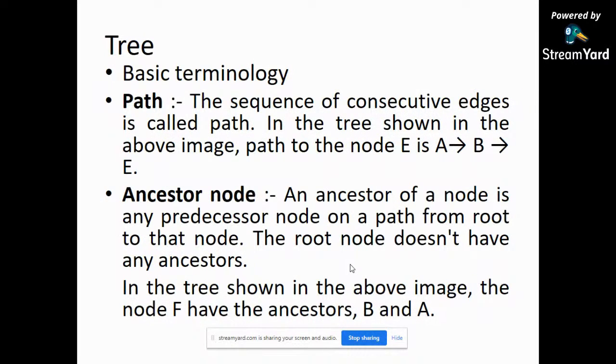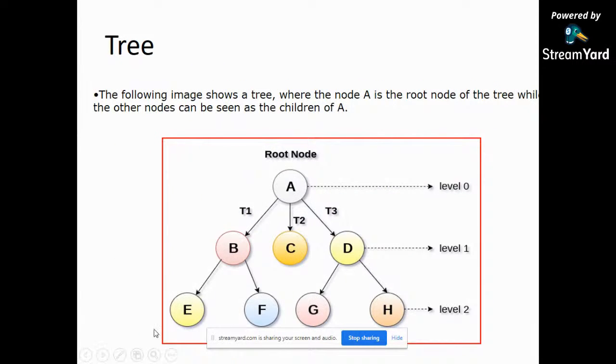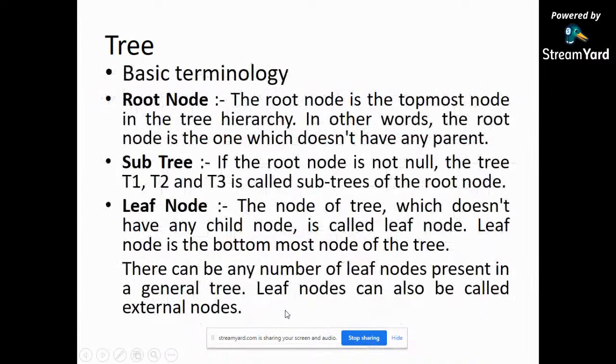Path. The sequence of consecutive edges is called path. In the tree shown in the above image, the path to the node E is A to B and B to E. So here the path consists of the edges which are connecting nodes. If we want to traverse from A to E, the path is A to B and B to E. If we want to traverse A to F, the path is A to B, B to F.